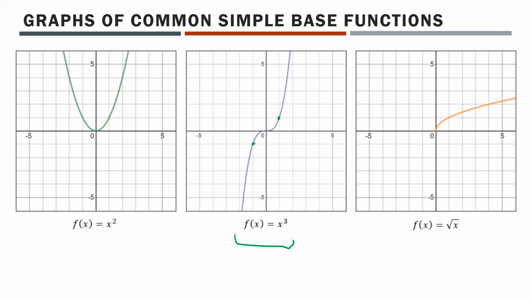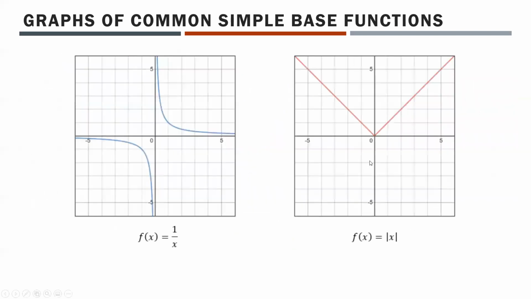Another graph that we'll see is the square root of x. Square root of x just kind of looks like a quadratic that fell onto its side and then lost one of its arms. That's a very common graph we'll see.